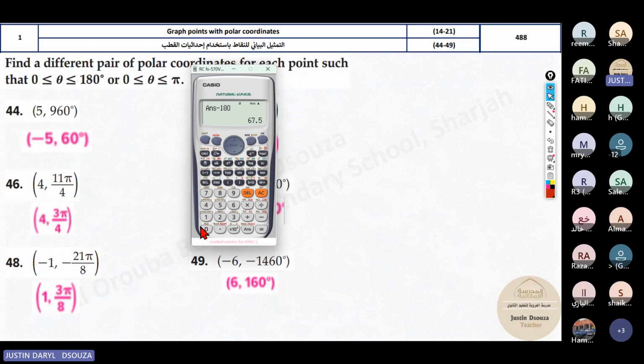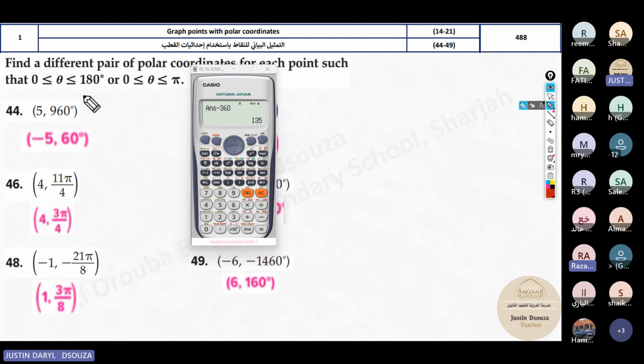Now, let me resolve this first. 11 by 4 multiplied by 180 over here. So what is this angle exactly? It is 495. Now subtract this by 360 because that's a coterminal. Now, how much angle did you get over here?